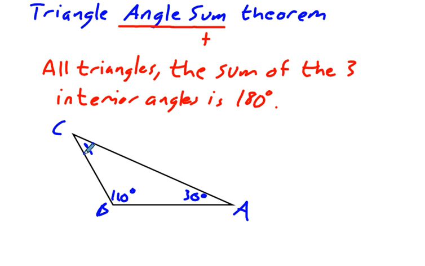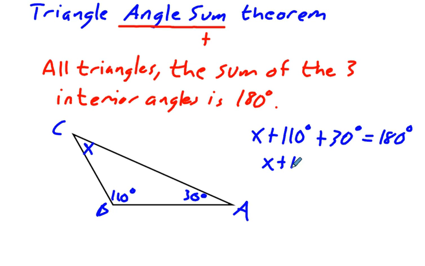So the way we can do this is we know that the three together, so x plus 110 degrees plus 30 degrees, has to equal 180 degrees. That's what the theorem tells us. So if we combine our like terms, we add the 110 plus the 30, which gives us 140. So x plus 140 degrees equals 180 degrees. Subtract 140 from both sides, and we'll get x is equal to 40 degrees.